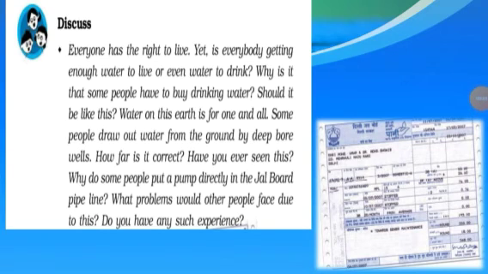Let's discuss. Everyone has the right to live. Yet, is everybody getting enough water to live or even water to drink? Why is it that some people have to buy drinking water? Should it be like this? Water on this earth is for one and all.